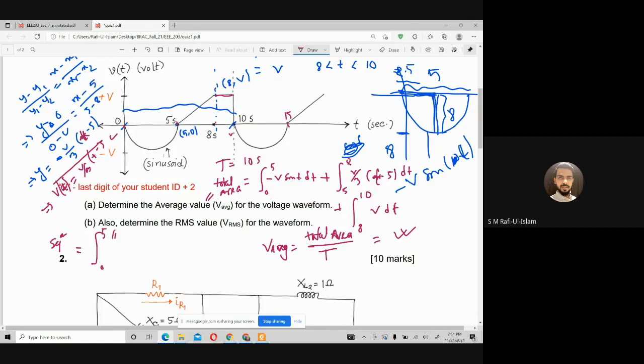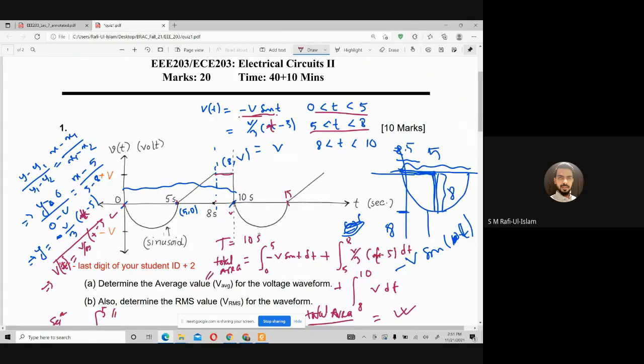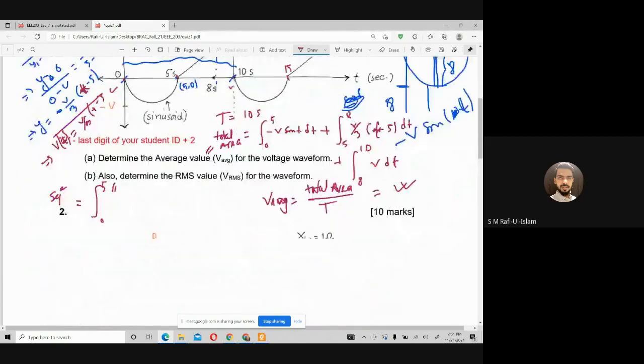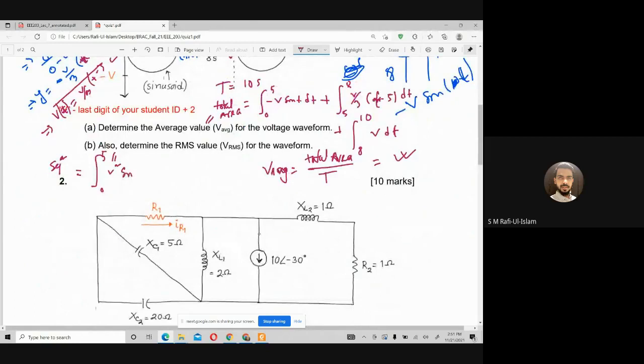So if I take the square of this, negative v would be v squared, and sine would be sine squared t. So v squared sin squared t dt, plus the second limit is 5 to 8, and the equation would be v squared divided by 3 squared, times (t minus 5) whole squared dt, plus 8 to 10 v squared dt. Whatever formula we have written here, it would be only squared, and then I will calculate the square.